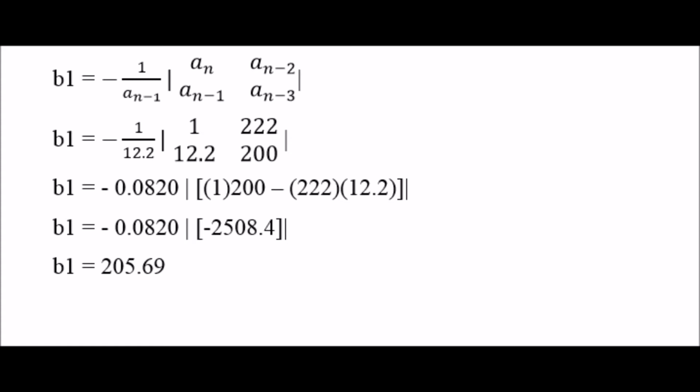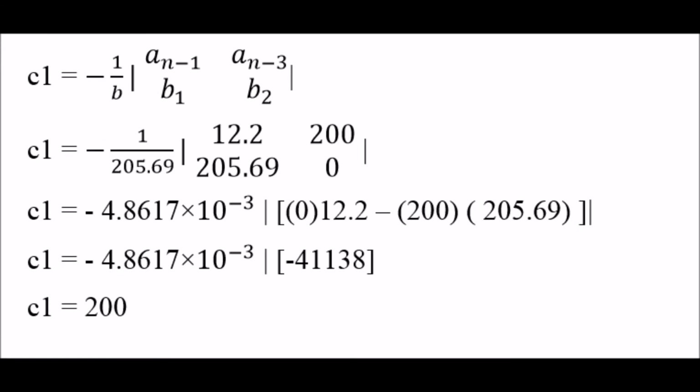After that, we insert all the values that we take from the table, and we get the answer for B1 is 205.69. For C1, we use the formula negative 1 over B, in brackets an minus 1, B1, an minus 3, B2. After we insert the values, we get the answer C1 equal to 200.